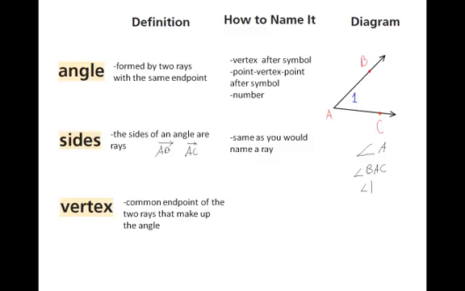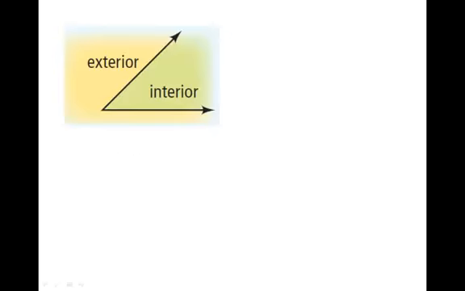The vertex is just that common endpoint. I like to think of it as the common endpoint of the rays, or the corner of the angle. So see how A is in the corner of this angle here? That's our vertex, and we name it the same as you would name a point. So in this case, it's just the point A, a capital A.